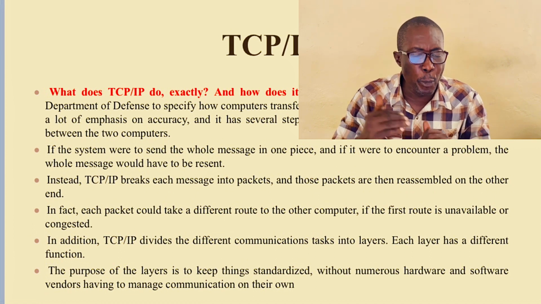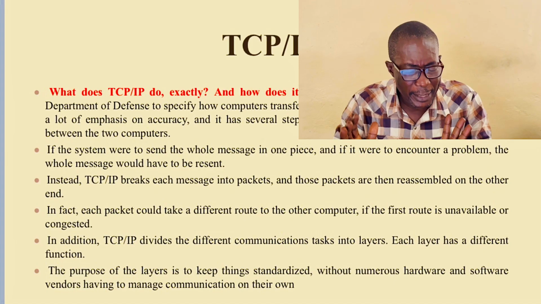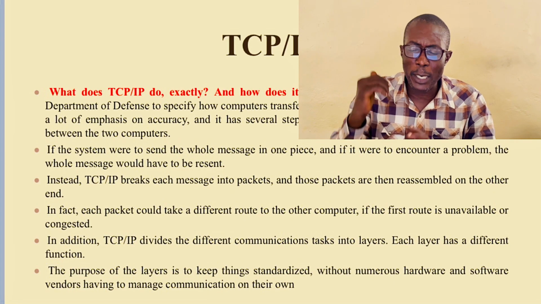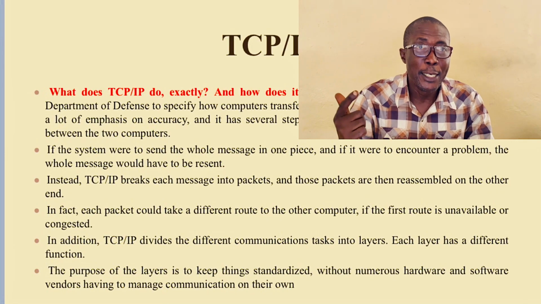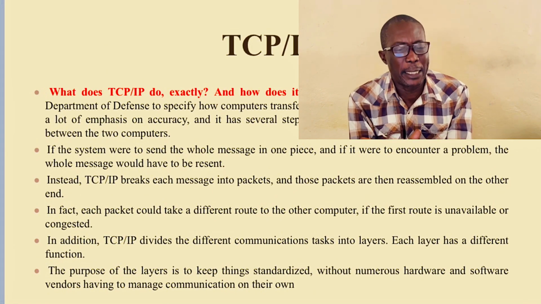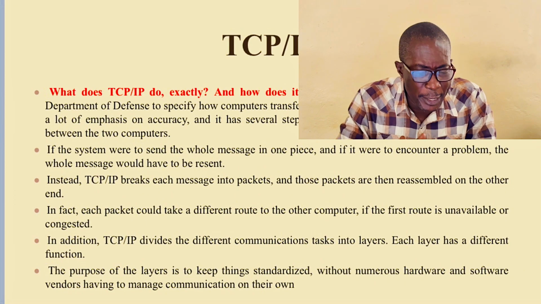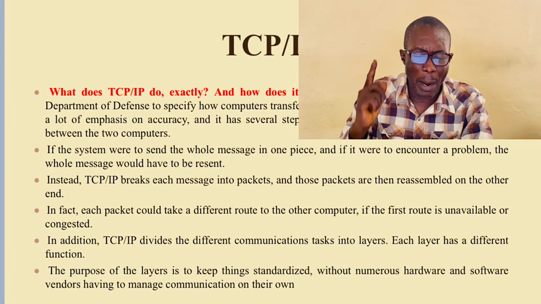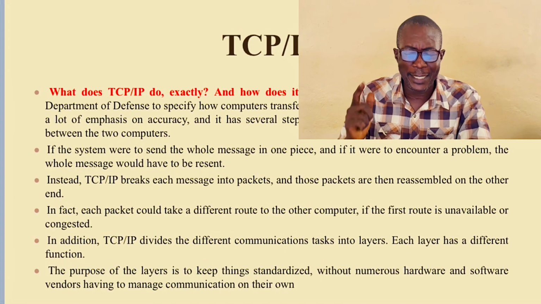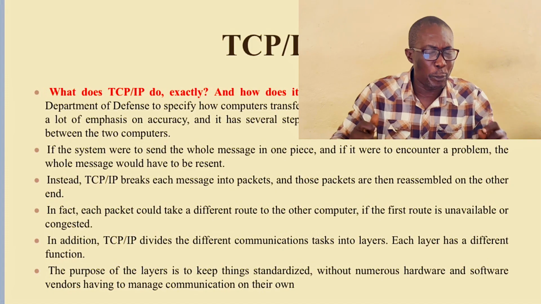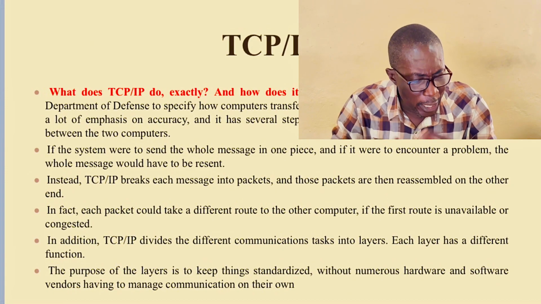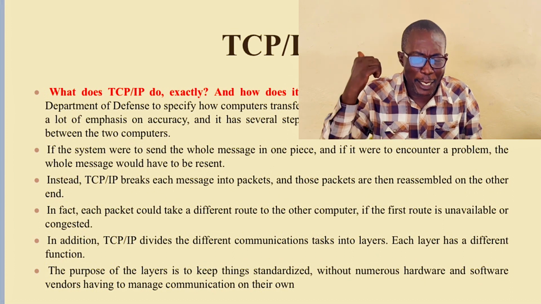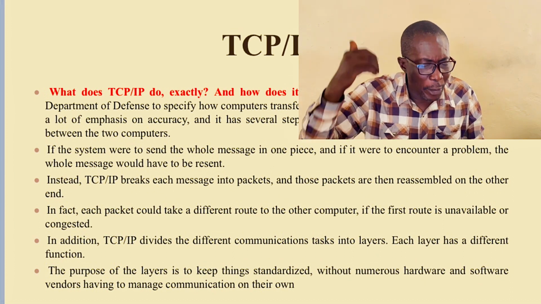So TCP puts a lot of emphasis on accuracy, and it has several steps to ensure that the data is correctly transmitted between two computers. So there is accurate standard performance when TCP is doing its work. If the system were to send a whole message in one piece and it encountered a problem, the whole message would have to be resent. Instead, TCP breaks its message into packets, and those packets are then reassembled on the other end.